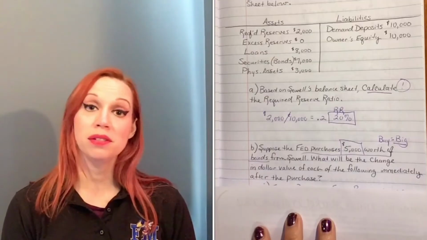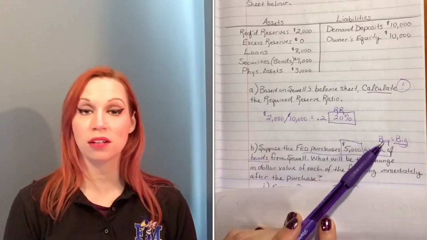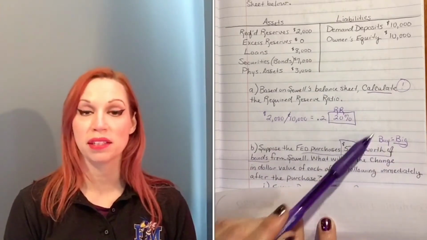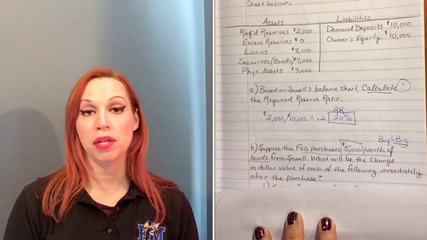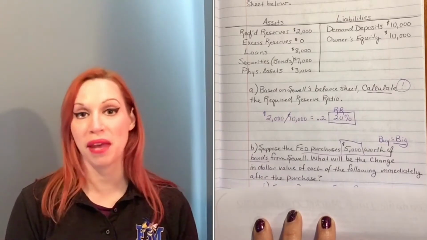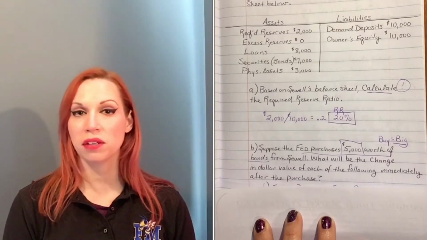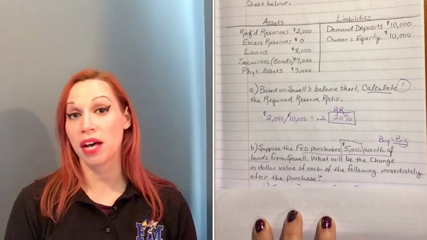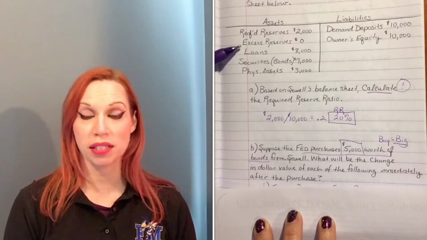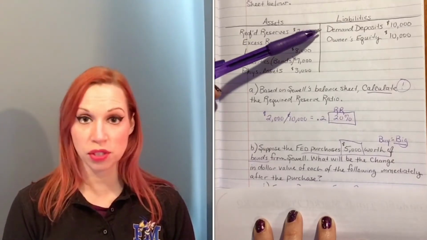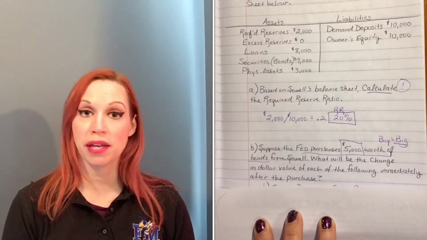Part B says, suppose that the Federal Reserve buys $5,000 worth of bonds from Sewell Bank. Remember that buying bonds means that we're putting the money back into the hands of banks and customers, thereby increasing the money supply. Now what we have to figure out on this part is how that $5,000 purchase of bonds is going to impact the excess reserves and the amount of money in demand deposits.